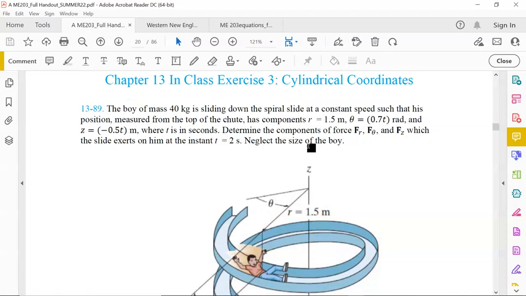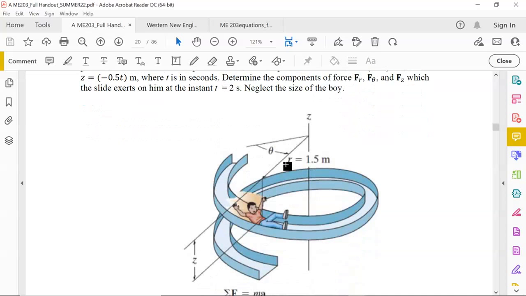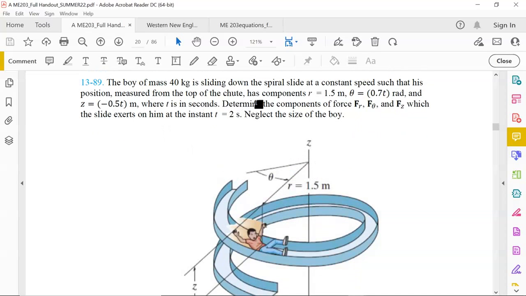13-89. The boy of mass 40 kg is sliding down the spiral slide at a constant speed. Remember, this is a very important word: constant speed. That means there is no acceleration, such that his position measured from the top of the chute has components r is 1.5 meters, theta is a function of time, which is 0.7t radians, and z is minus 0.5t meters. It's negative because the z-axis is positive going up, where t is in seconds.